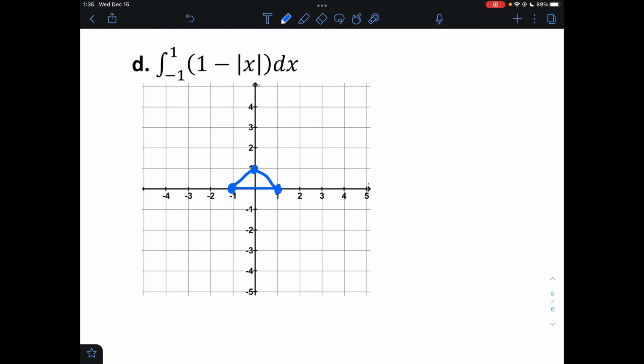It's just a triangle. So our area would be 1/2 base, which is 2, times height, which is 1, and our area would be 1. All right, and we can double check all of these using the calculator method that we just learned a couple slides ago as well. We should have all the same answers back.